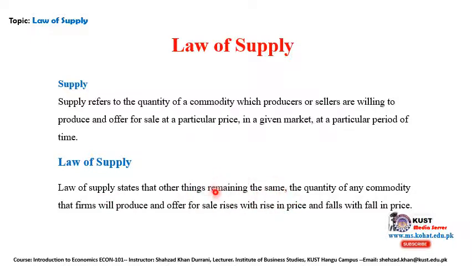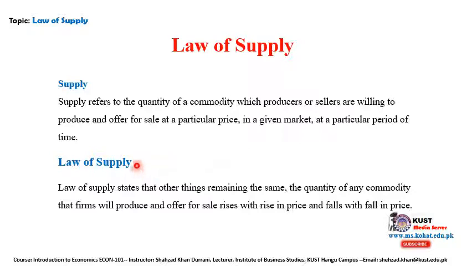It means the political forces, the technological forces, for example. So the law of supply states that if the other things remain the same, the quantity of any commodity the firms will produce and offer for sale rises with the rise in price and falls with the fall in price. So it means there is a direct relationship between the supply and the price.